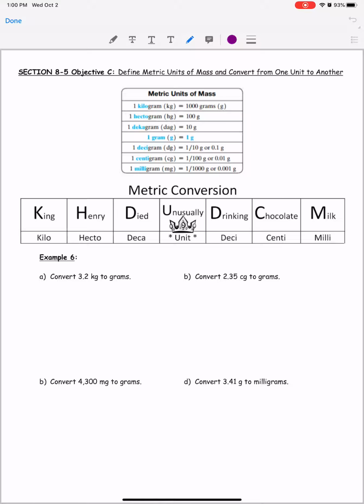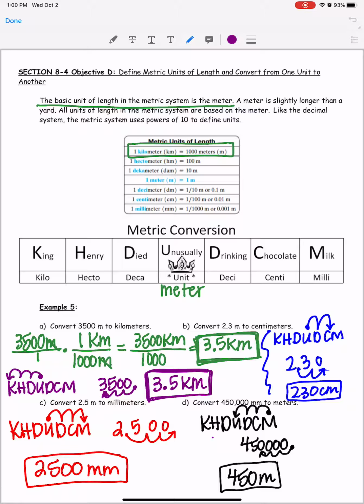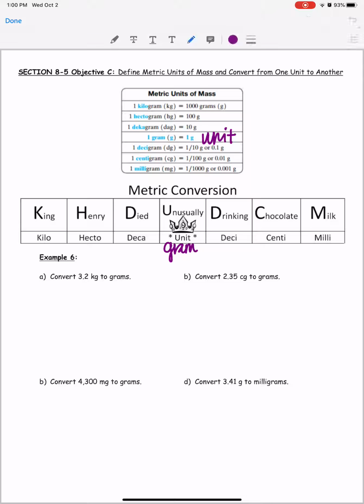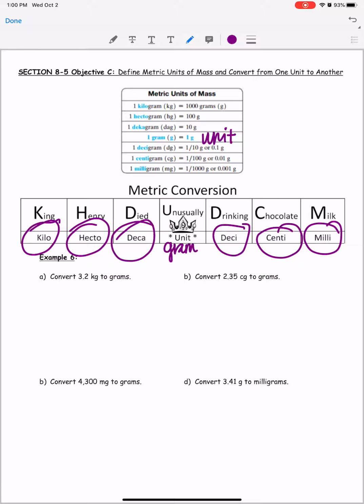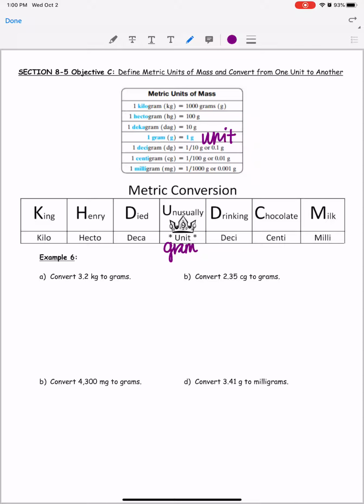Now on this next page, I have mass. So now my unit of measure is grams. Just like before, my unit of measure was meter, now it's just gram. So it doesn't matter what it says. It can be kilogram, hectogram, decagram, decigram, centigram, milligram. It doesn't matter what's in front of that gram, you still treat it the exact same.